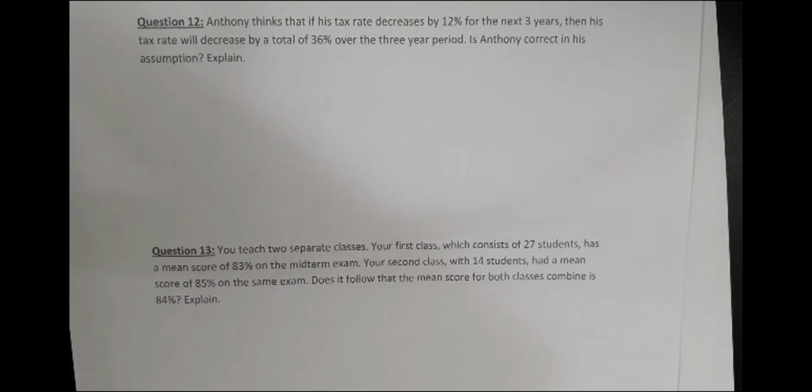Okay. So Anthony thinks that if his tax rate decreases by 12% for the next 3 years, then his tax rate will decrease by a total of 36% over the next 3 years. Is he correct in that assumption? No, not exactly. Okay, so maybe give us an example of why it wouldn't be correct.